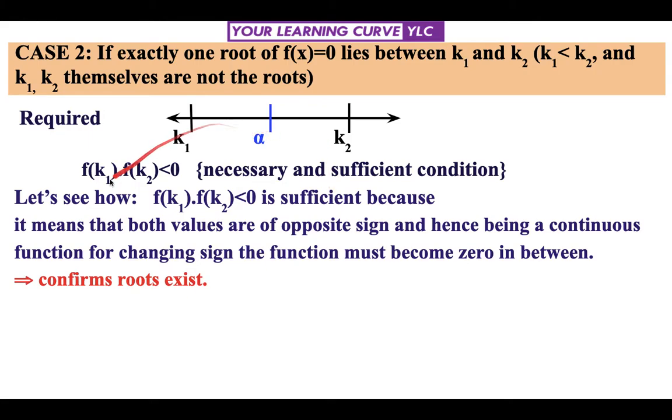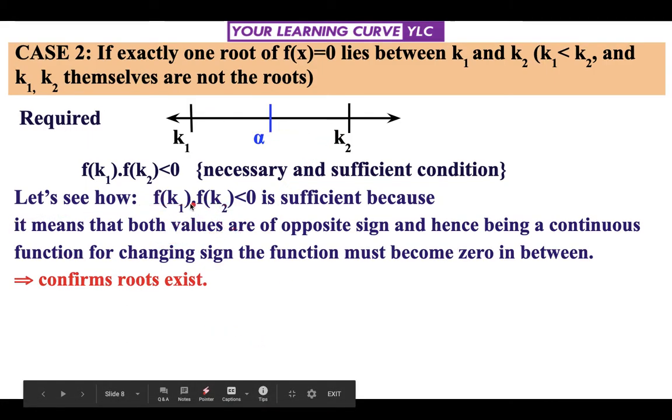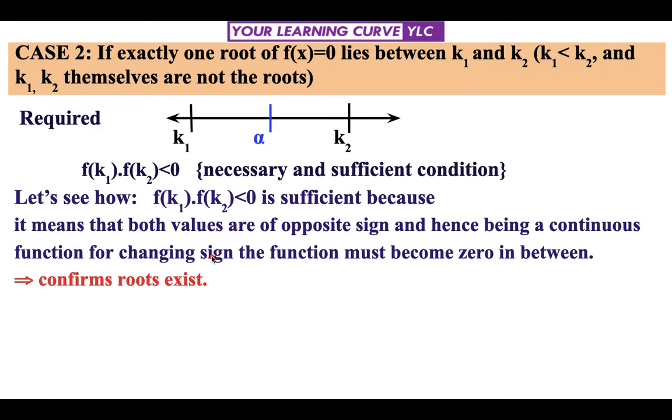So what do we need to ascertain so that alpha lies between k1 and k2? Here f(k1) times f(k2) is less than 0. If this inequality is satisfied, then this is the necessary and sufficient condition to ensure that exactly one of the roots lies between k1 and k2. Let's see how. If f(k1) times f(k2) is less than 0, it means that these two numbers will be of opposite sign. Meaning if f(k1) is positive, then f(k2) is negative. If f(k2) is positive, then f(k1) is negative.